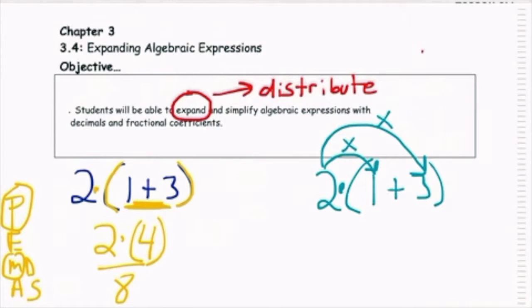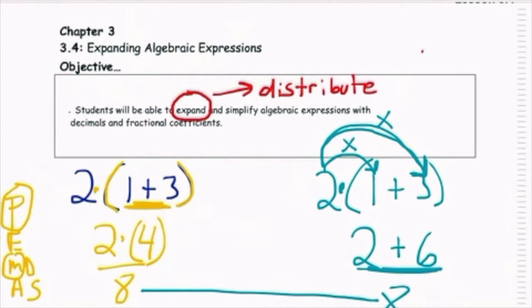So 2 times 1 is 2. And then 2 times 3, right? Once again, 2 times 3 is 6. Now because 2 times 3 is positive 6, I'm going to bring down the plus sign. And then 2 plus 6 is 8. The same answer as what we got before.